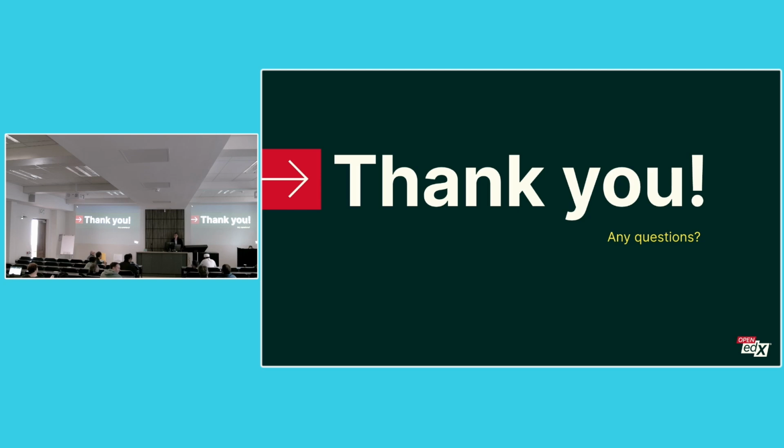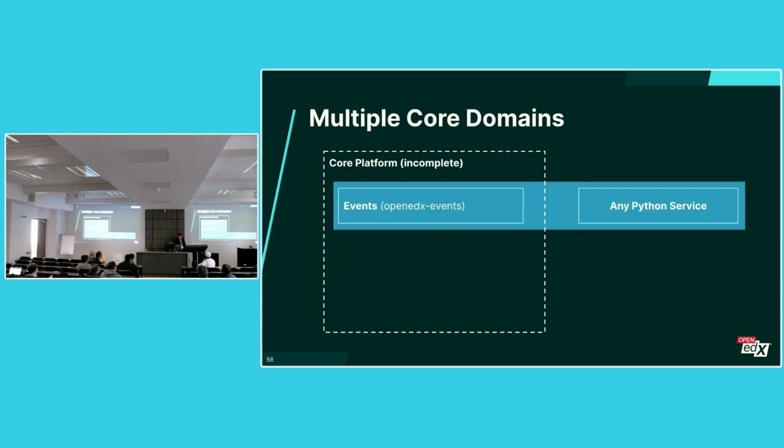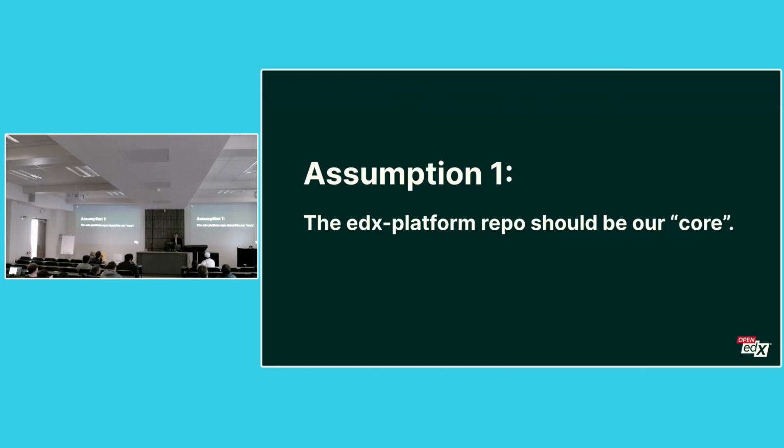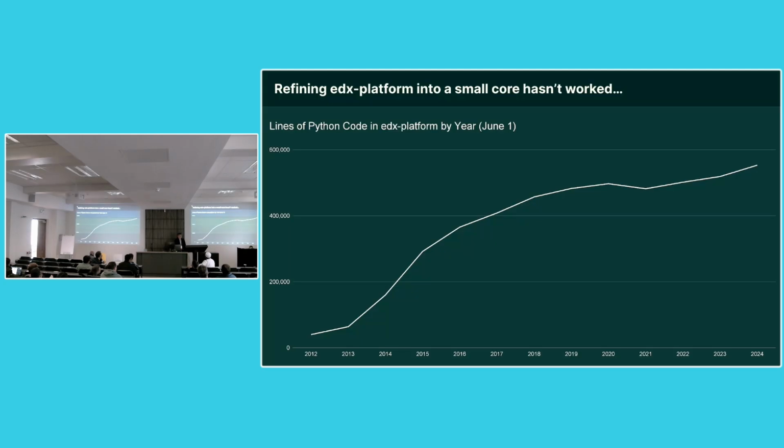One more thing there. Can you go back to your first assumption? First assumption. All right. Yeah, I found this a bit confusing. So when you say the edX platform should be our core, and then on the next slide you say the core is going to be too big, we can't do anything about it. I find that a bit contradictory.